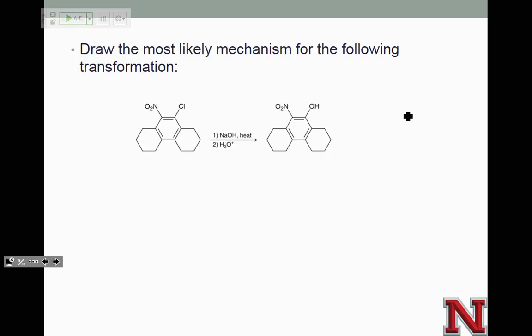The next thing is, is it going through a nucleophilic aromatic substitution? And what we have to do is find our leaving group. Do we have a leaving group? Yes. Then, do we have an electron withdrawing group, ortho or para, to that leaving group?